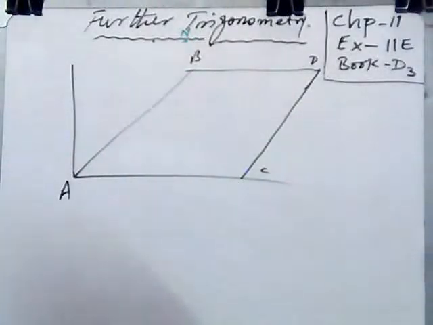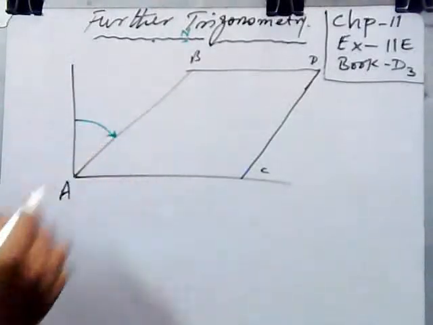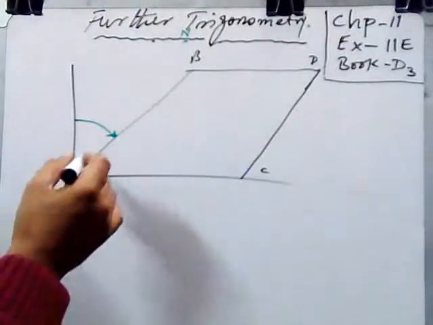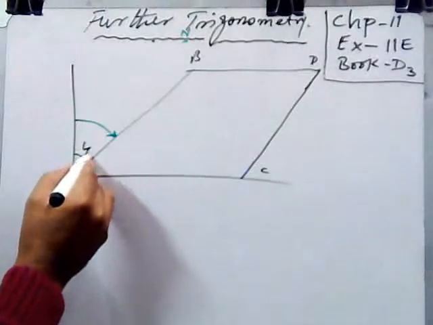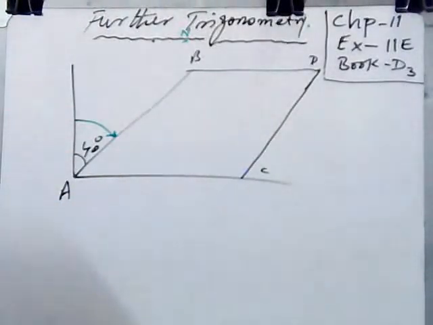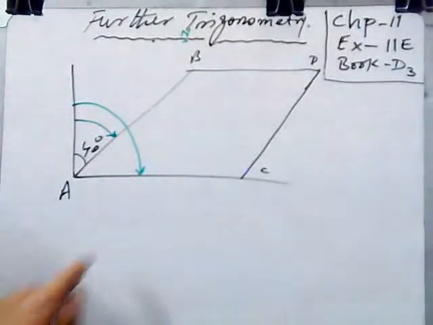In this rectangular plot on the ground level, given that the bearing of B from A is 40 degrees, it is given to you. And the second one is that the bearing of C from A is 90 degrees. So if you start bearing from A to C, that is equal to 90 degrees. So calculate the bearing in part A.